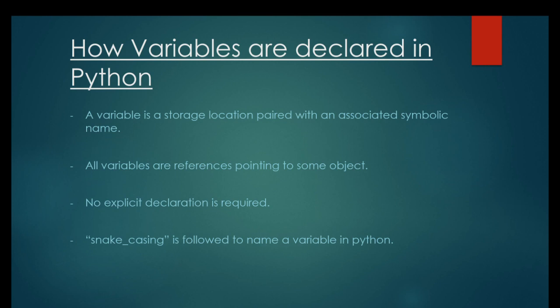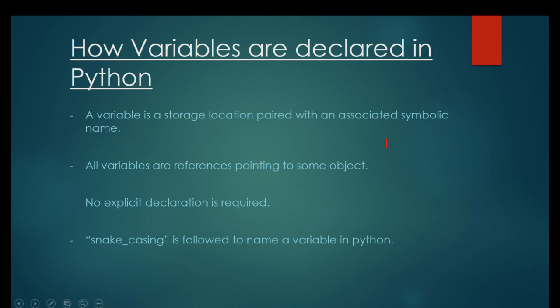So how are variables declared in Python? Before that, let's discuss what a variable actually is. A variable is a storage location paired with an associated symbolic name. Let's say we have a memory location, and it is basically used to store some value. Let's store 5. So basically a variable is the name given to this particular memory location, which is used to store some value.